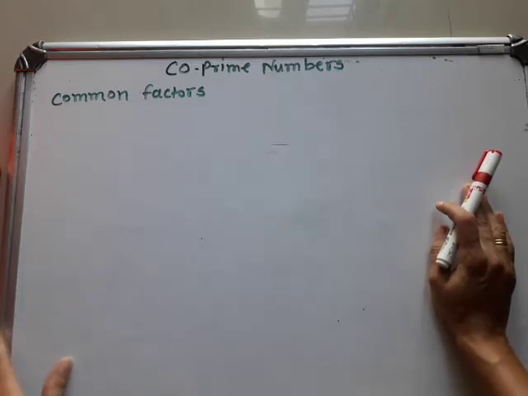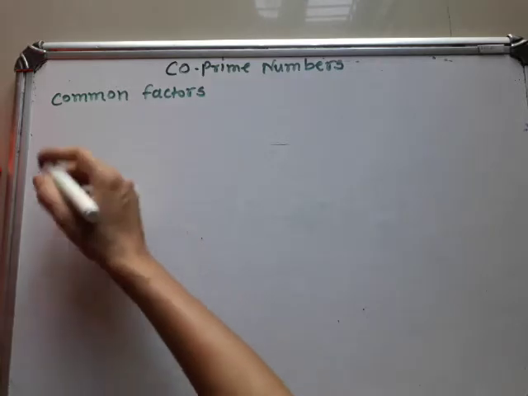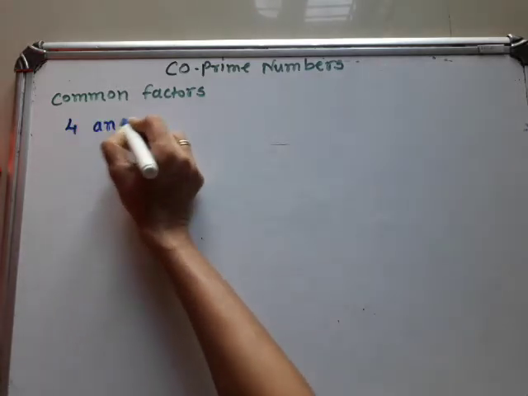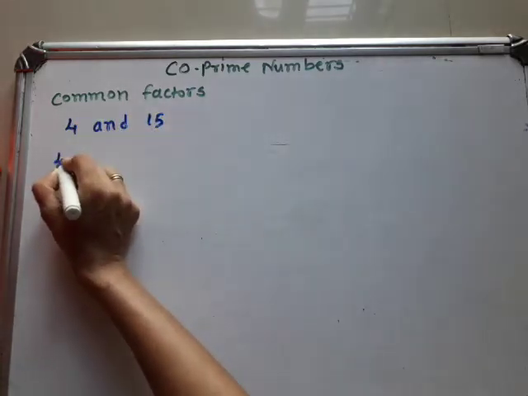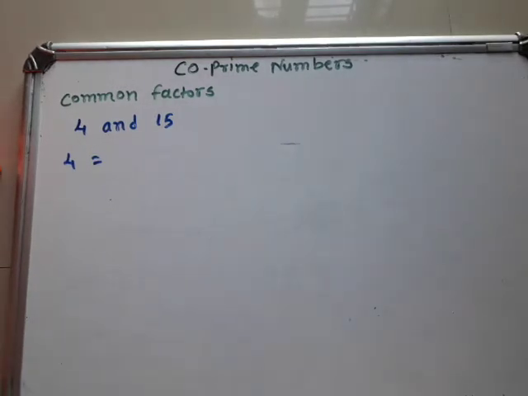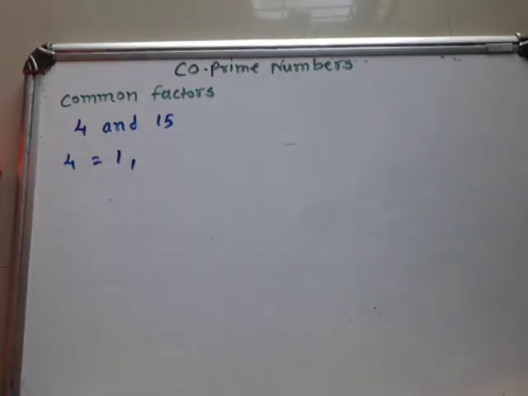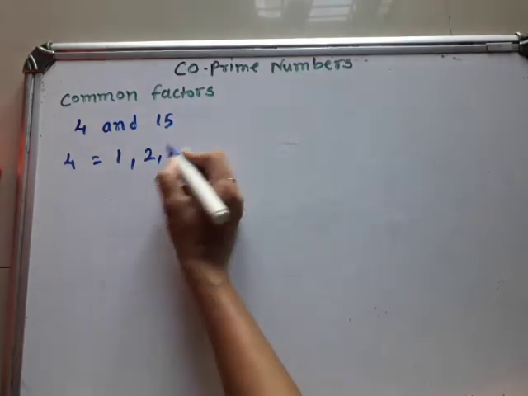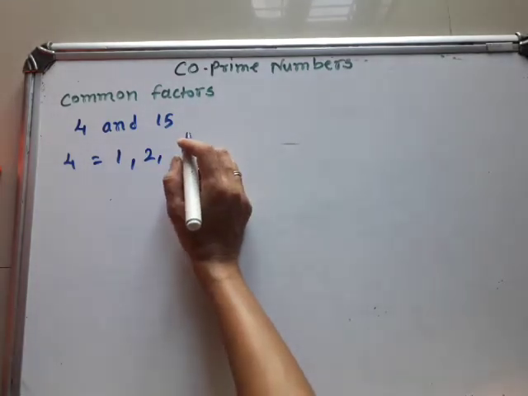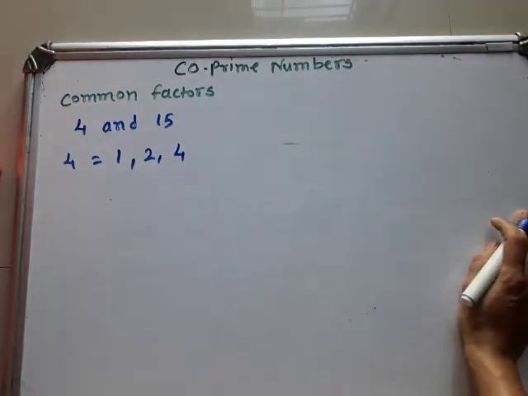What are common factors? Okay, so here, suppose the numbers given are 4 and 15. First you find the factors of 4. Now you know how to find the factors of 4, you have to check the tables. 1 is a factor of every number, then 2 twos are 4, then 3 is not a factor of 4, then 4 ones are 4.